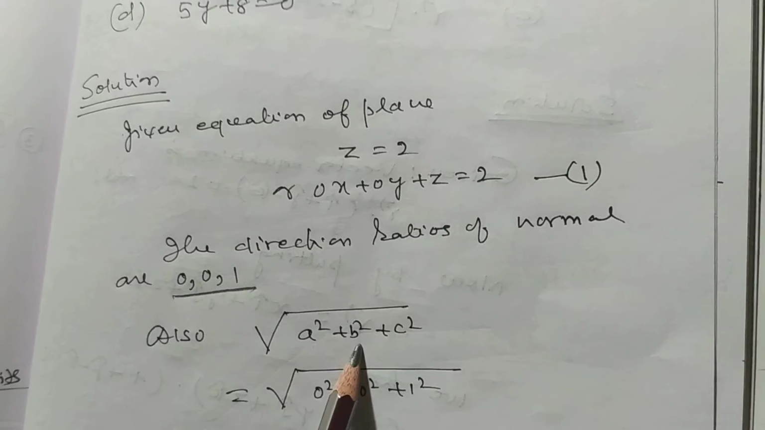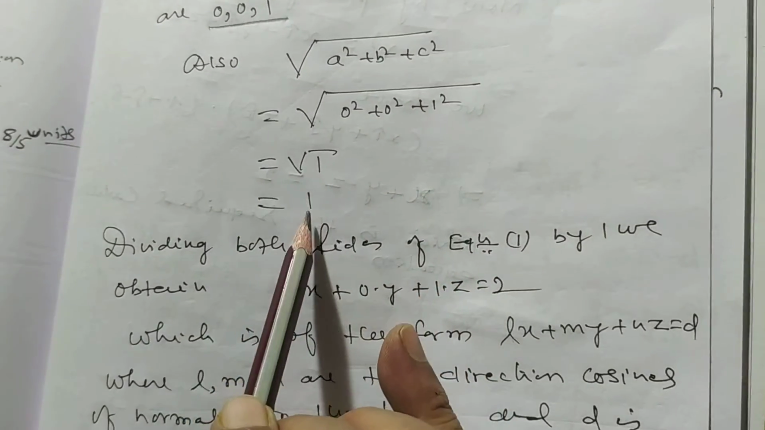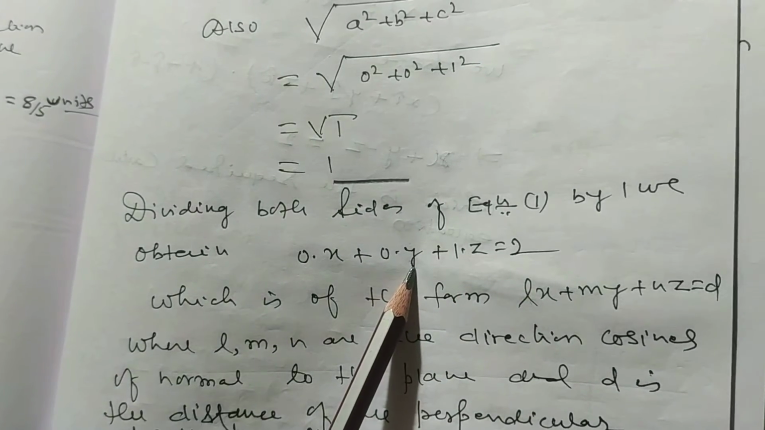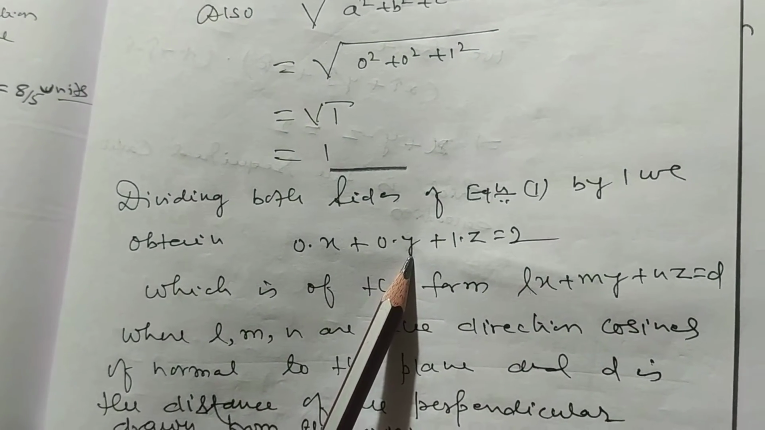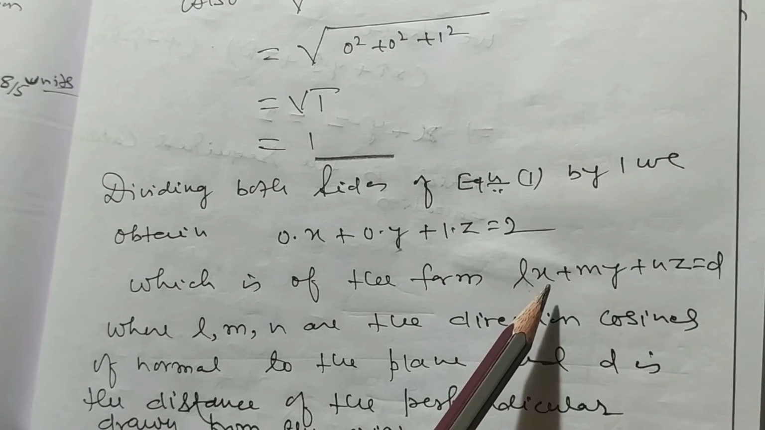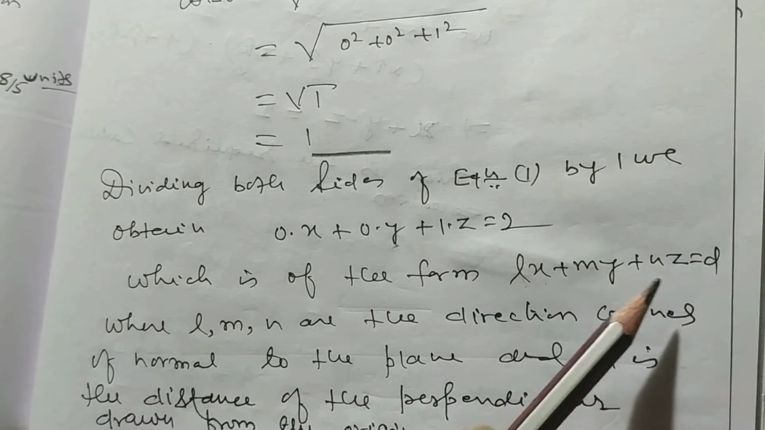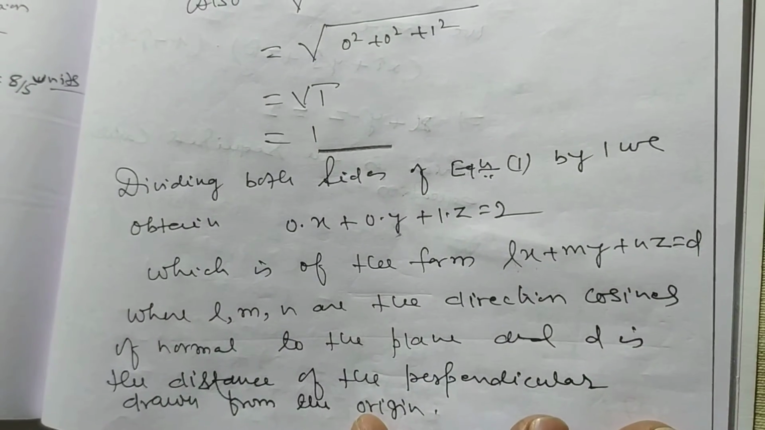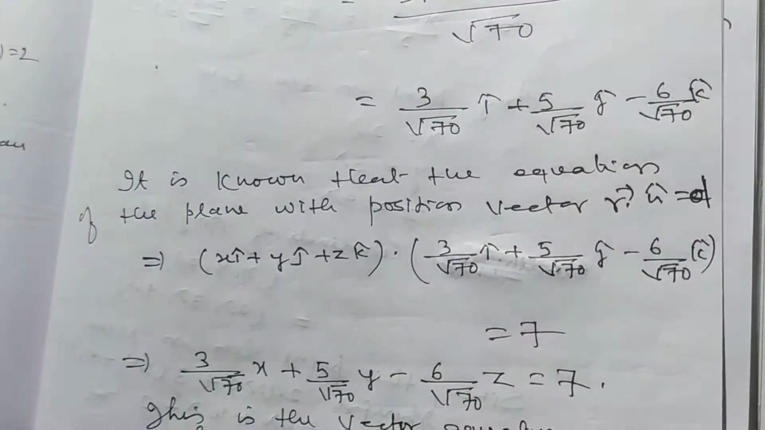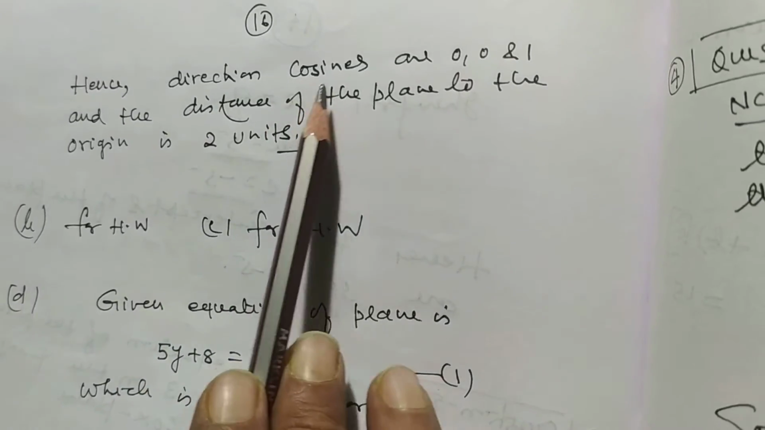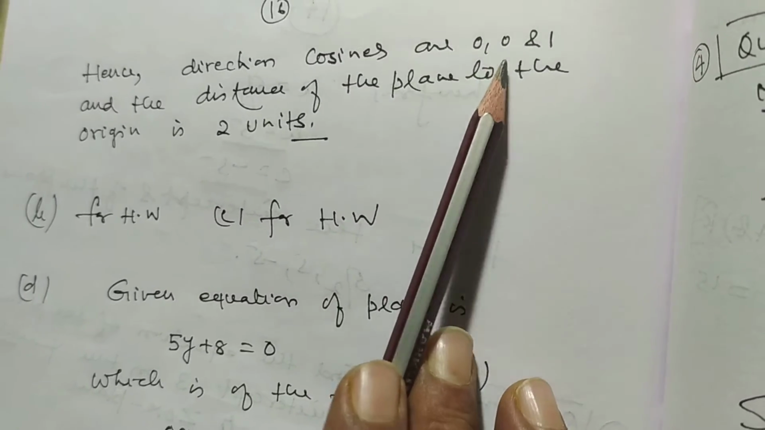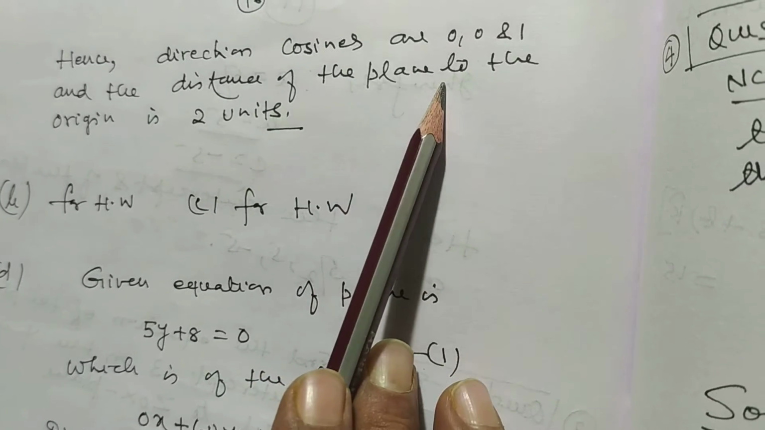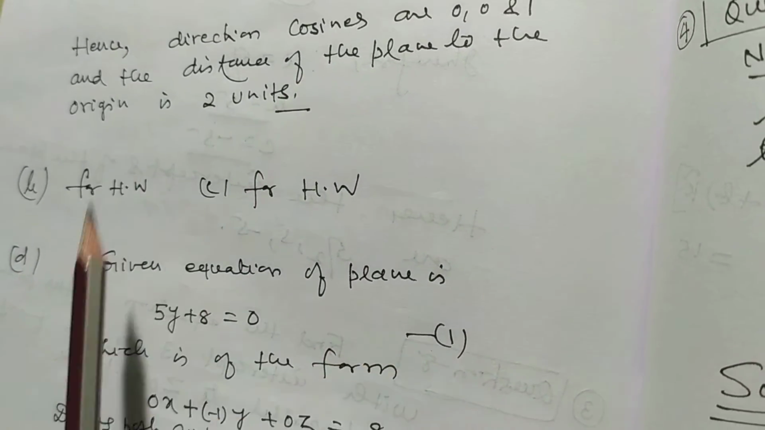Also root over a square plus b square plus c square is root 1, that is 1. So if we divide both sides by root over a square plus b square plus c square, we will get the equation of the plane in normal form lx plus my plus nz is equal to d. For this purpose, we divide by 1. So now the direction cosines are 0, 0 and 1, and the distance of the plane from the origin is 2 units.